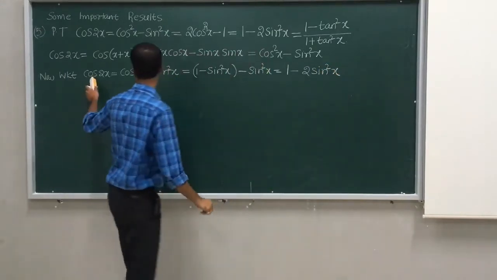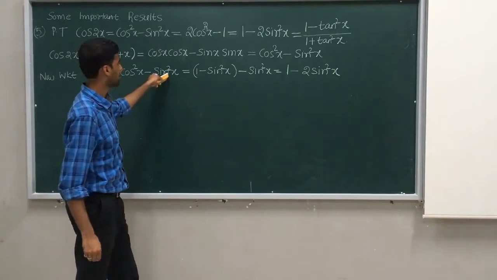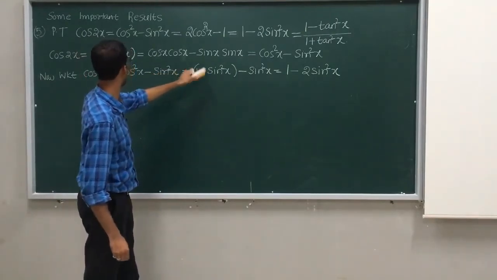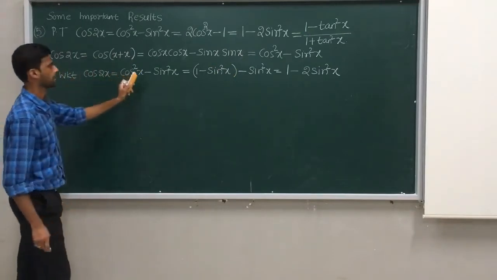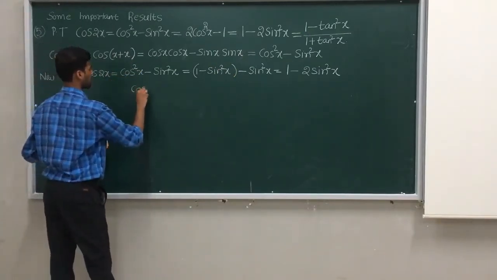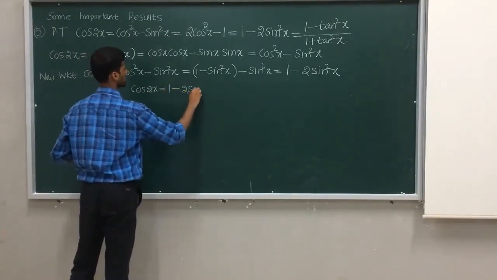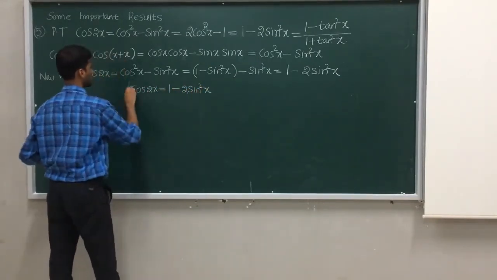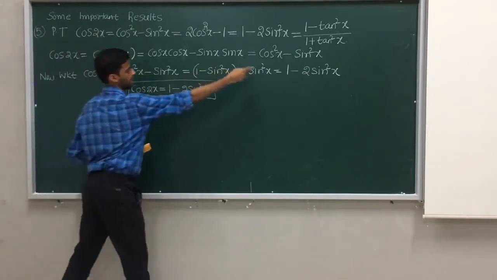Therefore, cos 2x that you know is equal to this, and I proved it. Finally, I proved cos 2x is equal to 1 minus 2 sin square x. So this is another important result. Cos 2x, I know this. Again, I deduce.